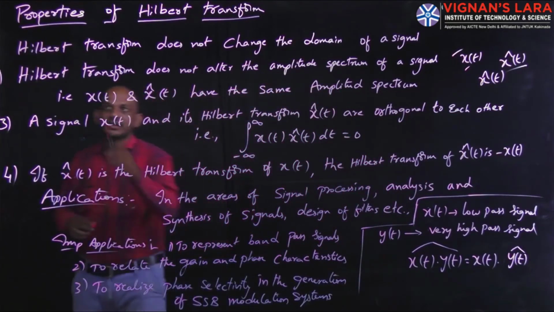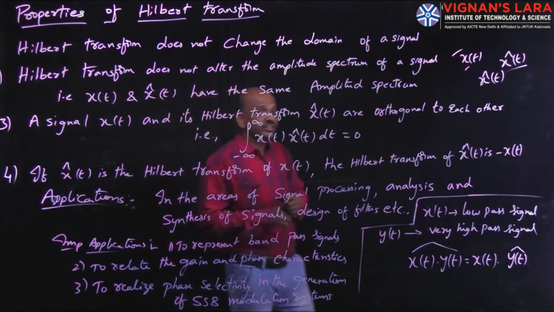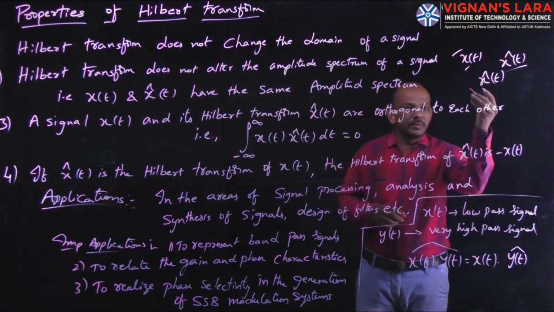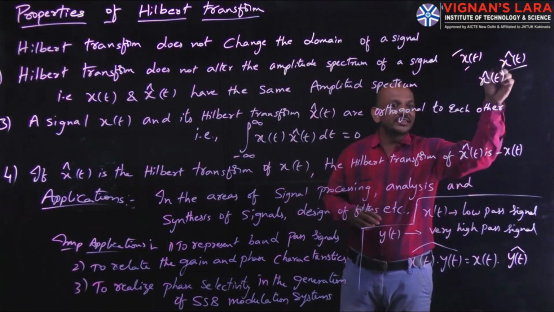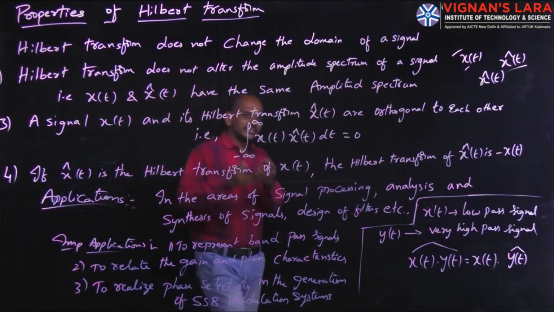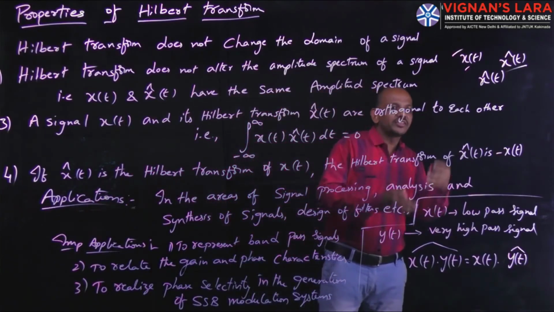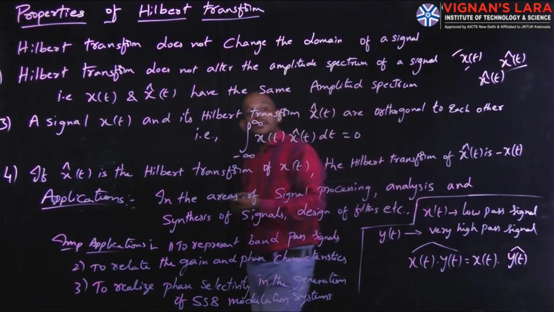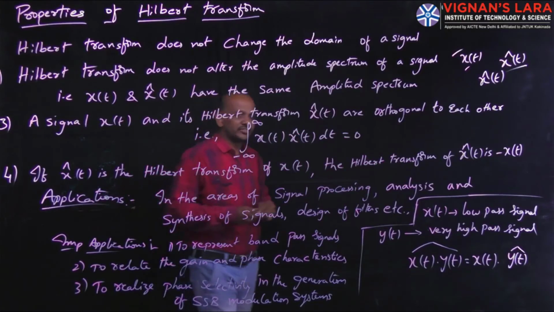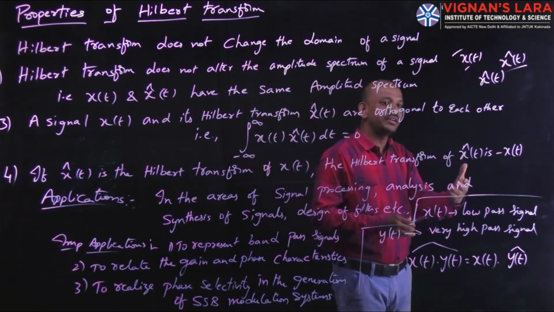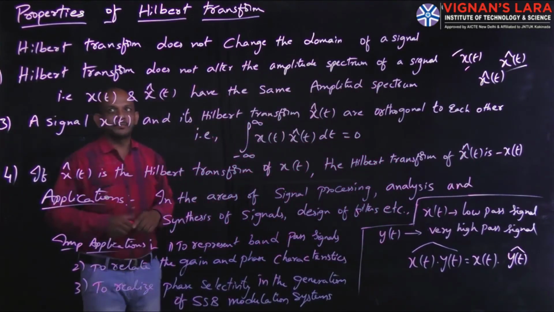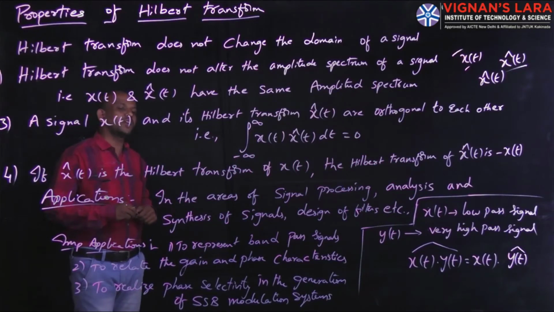I already explained that one. The Hilbert transform does not change the domain of the signal. As the given signal is in time domain, that is x of t, the Hilbert transform of the signal, x cap of t, will also be in time domain. Whereas for the Fourier transform, if the given signal is in time domain x of t, the Fourier transformed signal x of omega will be in the frequency domain. In the Hilbert transform, if x of t is in time domain, then x cap of t will also be in time domain. So the Hilbert transform does not change the domain of a signal.